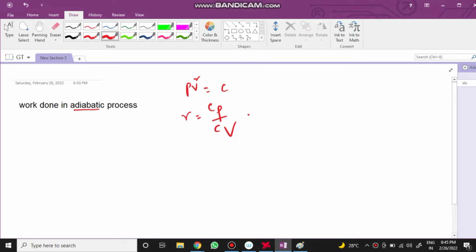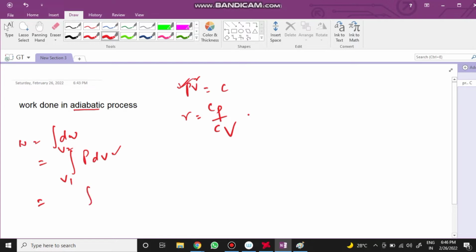Now, what is work done basically? Work done is equal to the integration of all small works, so this can be written as P dV. Work is pressure into change in volume, from, let us say, volume V1 to V2. We are going to use this expression because we cannot integrate this directly.